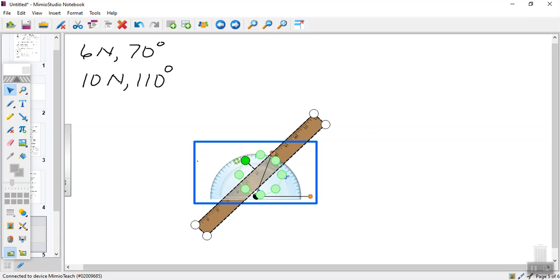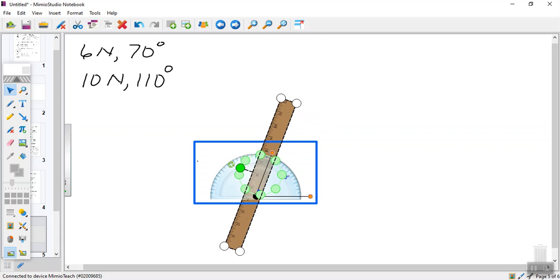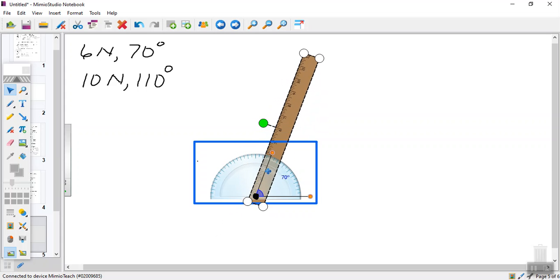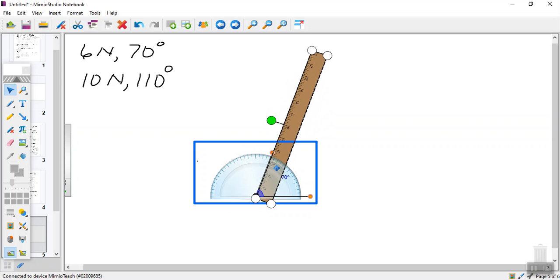Fix it. No, keep going. I think that looks about right. Back a little bit. Yeah, there you go. How long a line do I want to measure there then? I would want to line it up. There we go.